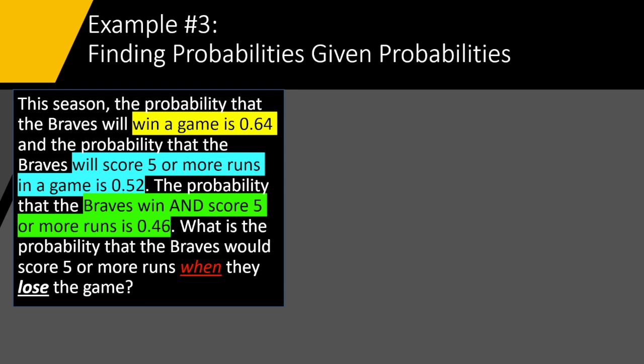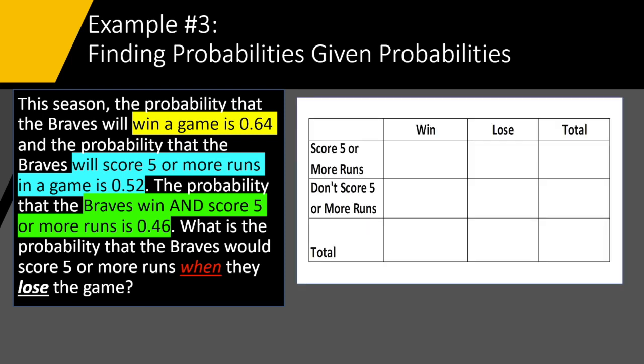And then in green, we've highlighted that the Braves win and score. That's where they intersect. That's a combination of both events, and that probability is 0.46. So the way that I suggest you attack these problems is make yourself a two-way table. So if you make a two-way table with event of win or lose, so they win, not win, and then the second event is that they score 5 or more runs, or they don't score 5 or more runs.